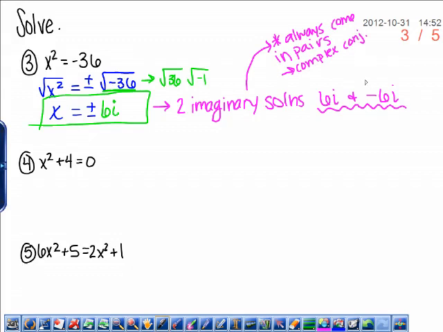Would you agree that 6i and negative 6i are complex conjugates? Think of it as like 0 plus 6i. So the conjugate would be 0 minus 6i. Okay? All right, let's think about this. If this quadratic has two imaginary solutions, that means it has no real solutions. Correct? Yes? So if we have two imaginary, we can't have two real.